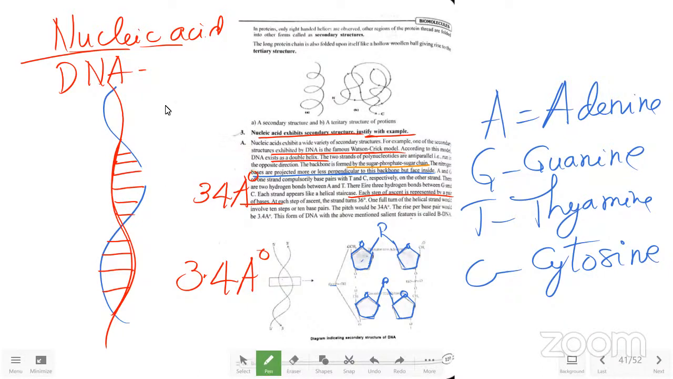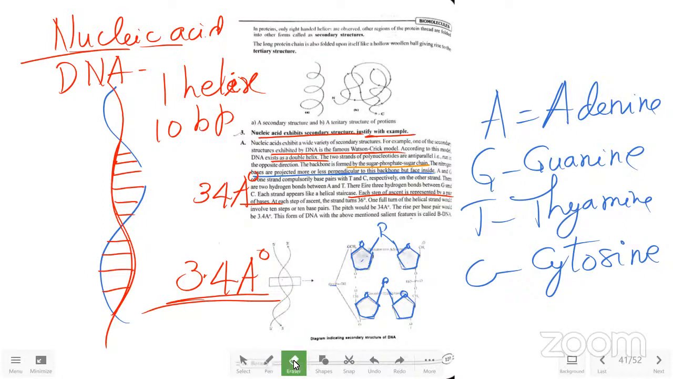What we said, in one helix, ten base pairs. So one helix is of 34 angstroms, and the distance between two nitrogen bases will be 34 by 10, that is 3.4 angstroms. With this, it can make the double helical model very tightly, and undisturbed. It is the strongest double helical model of the DNA.